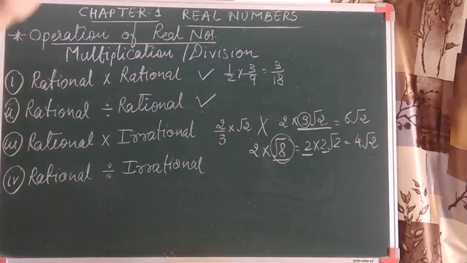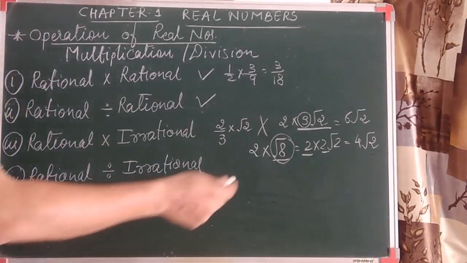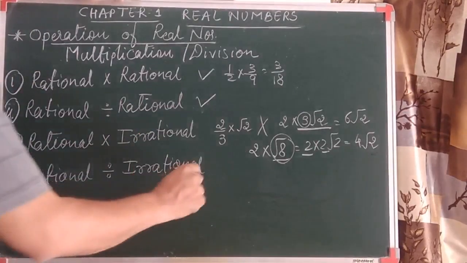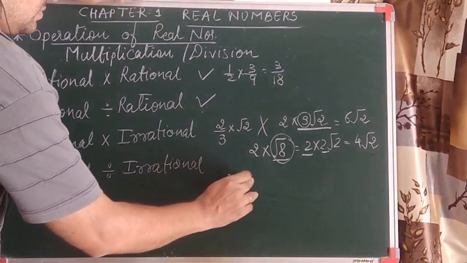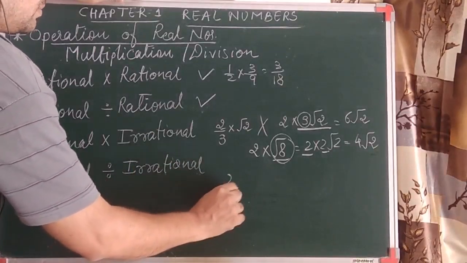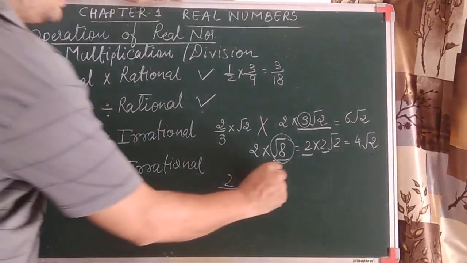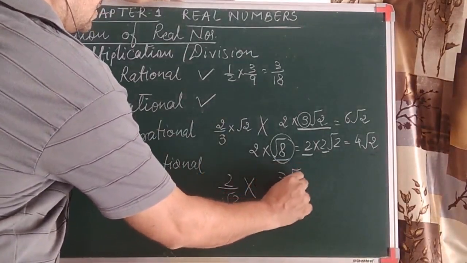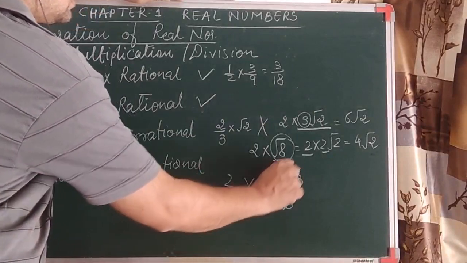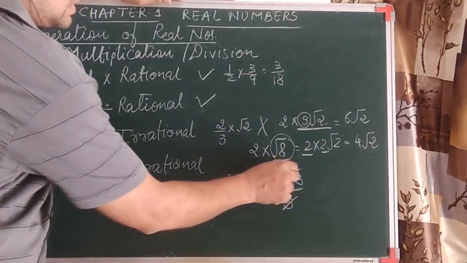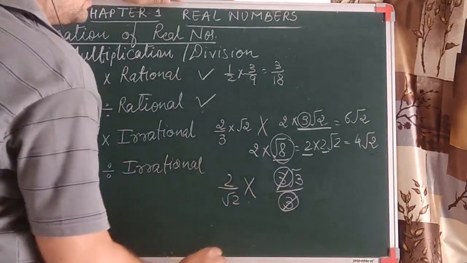The same way the rational divided by irrational. Whenever it is about division, it is the same formula. It won't be divisible. 2 divided by root 2, so this division could not be possible. But if I have written 3 root 3 upon 3, so this 3 could be cancelled, because this is rational, this is also rational.